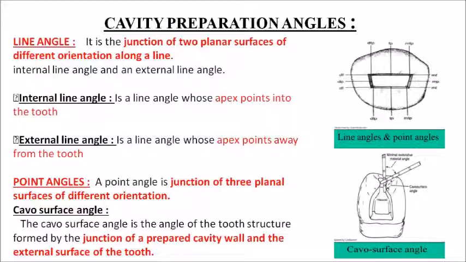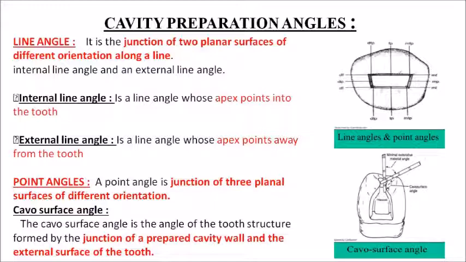Now, when considering line angles, internal line angles and external line angles are there. An internal line angle is a line angle whose apex points into the tooth, and an external line angle is a line angle whose apex points away from the tooth. So these are the important differences between internal and external line angles. Now, a point angle is the junction of three planar surfaces. You can see in the picture, line angle and point angle are written here on the right side. Now one more angle is the cavo-surface angle. This is a very important angle. The cavo-surface angle is the angle of the tooth structure formed by the junction of the prepared cavity wall and the external surface of the tooth.